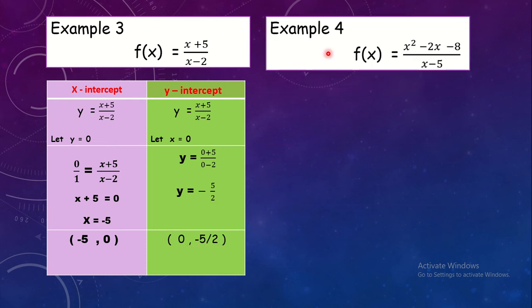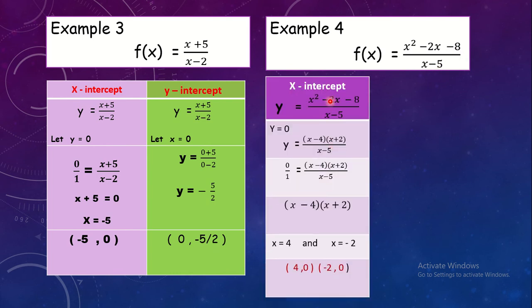Example number 4, f of x is equal to x squared minus 2x minus 8 over x minus 5. Sa x-intercept muna tayo. We have to factor x squared minus 2x minus 8. Ito yun. x minus 4, x plus 2. Kasi we have to simplify muna guys yung ating given. Okay? So kapag nakasimplified na siya, doon na tayo magsosolve for x-intercept.